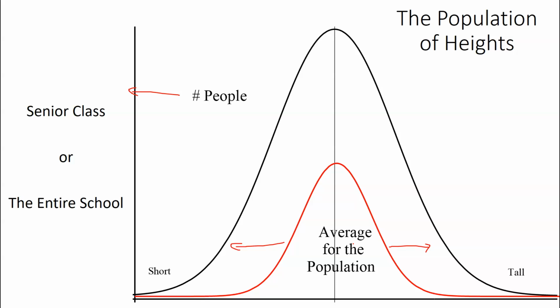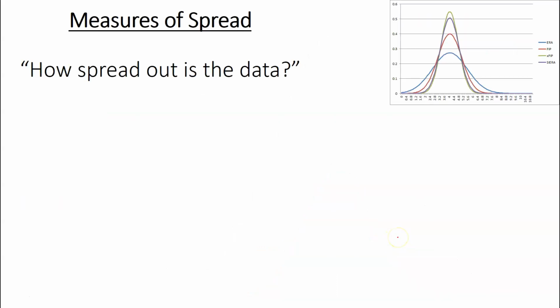And then how do we measure that? How do we describe the variation from one data set to another data set? Well, we have different methods for measuring this spread. The spread is another way of talking about the variation. First is the range. This is the easiest one.